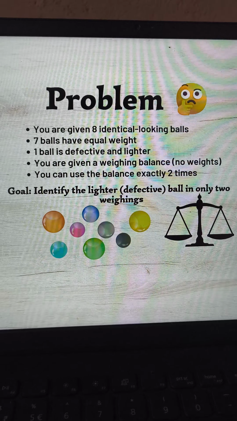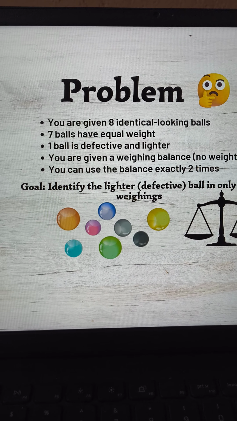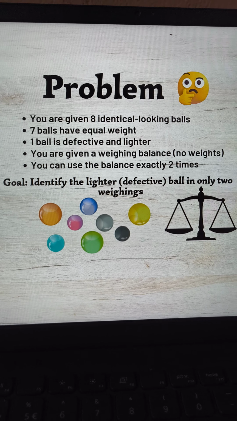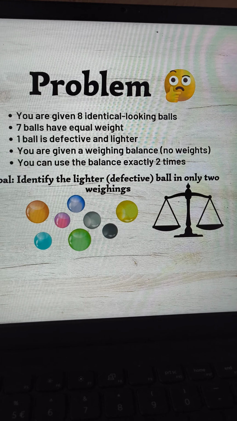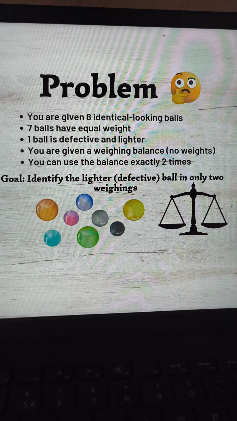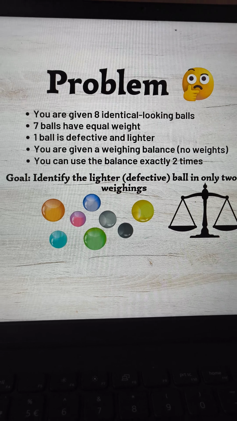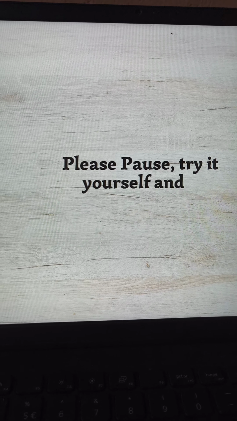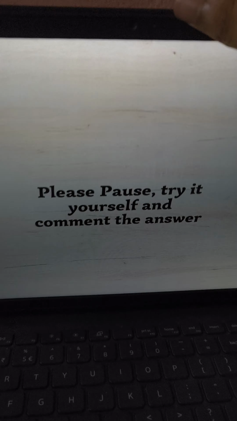We are given 8 identical looking balls, out of which 7 have equal weight, but one of them is defective, and our goal is to find this ball. We can use the weighing scale only twice, and after using it two times, we need to answer which ball is the defective one. Before going on to the solution, please pause the video and try it for yourself. Let's get on the book to solve this puzzle.